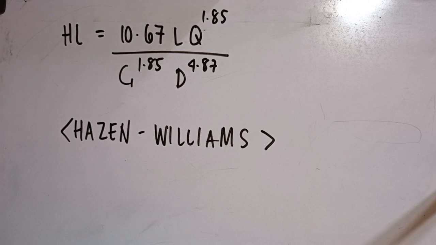And going back to the problem, we are given a Hazen-Williams coefficient. So we're going to use the formula for Hazen-Williams, which is HL is equal to 10.67 LQ to the power of 1.85 over C to the power of 1.85 times D to the power of 4.87 in finding our head loss.